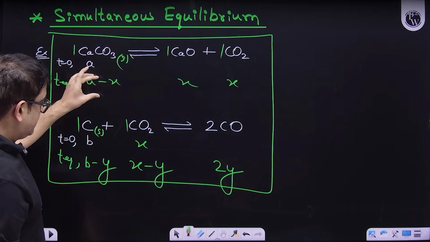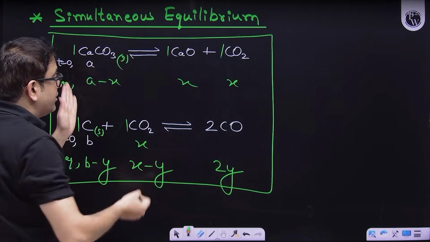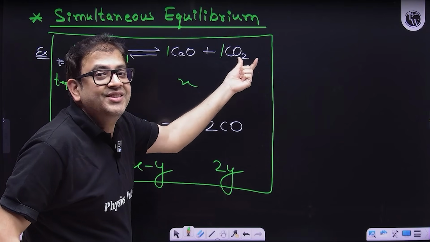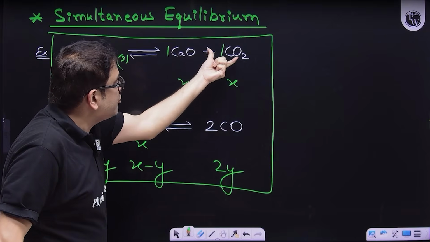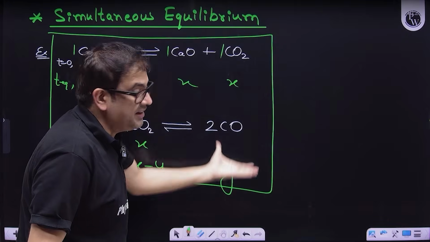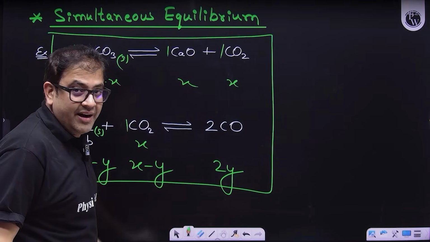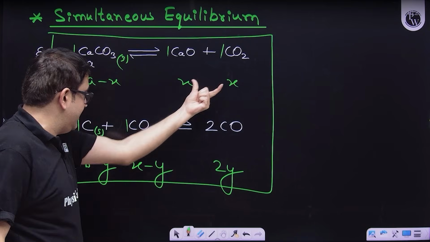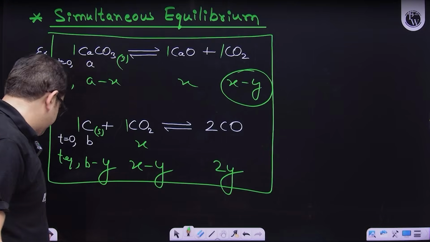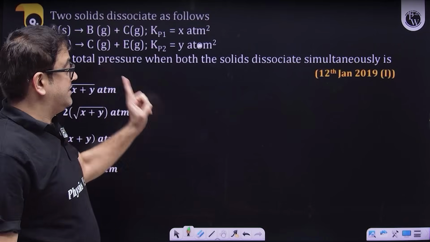Now, calcium oxide is this only, but for this equilibrium also, what will you write for its K? What will be its K? Concentration of product upon reactant. What will be the concentration of CO2? Sir, all these two reactions are taking place simultaneously. So here you will not write X. This concentration will be X minus Y. This is simultaneous equilibrium. I've given you a question just to practice.